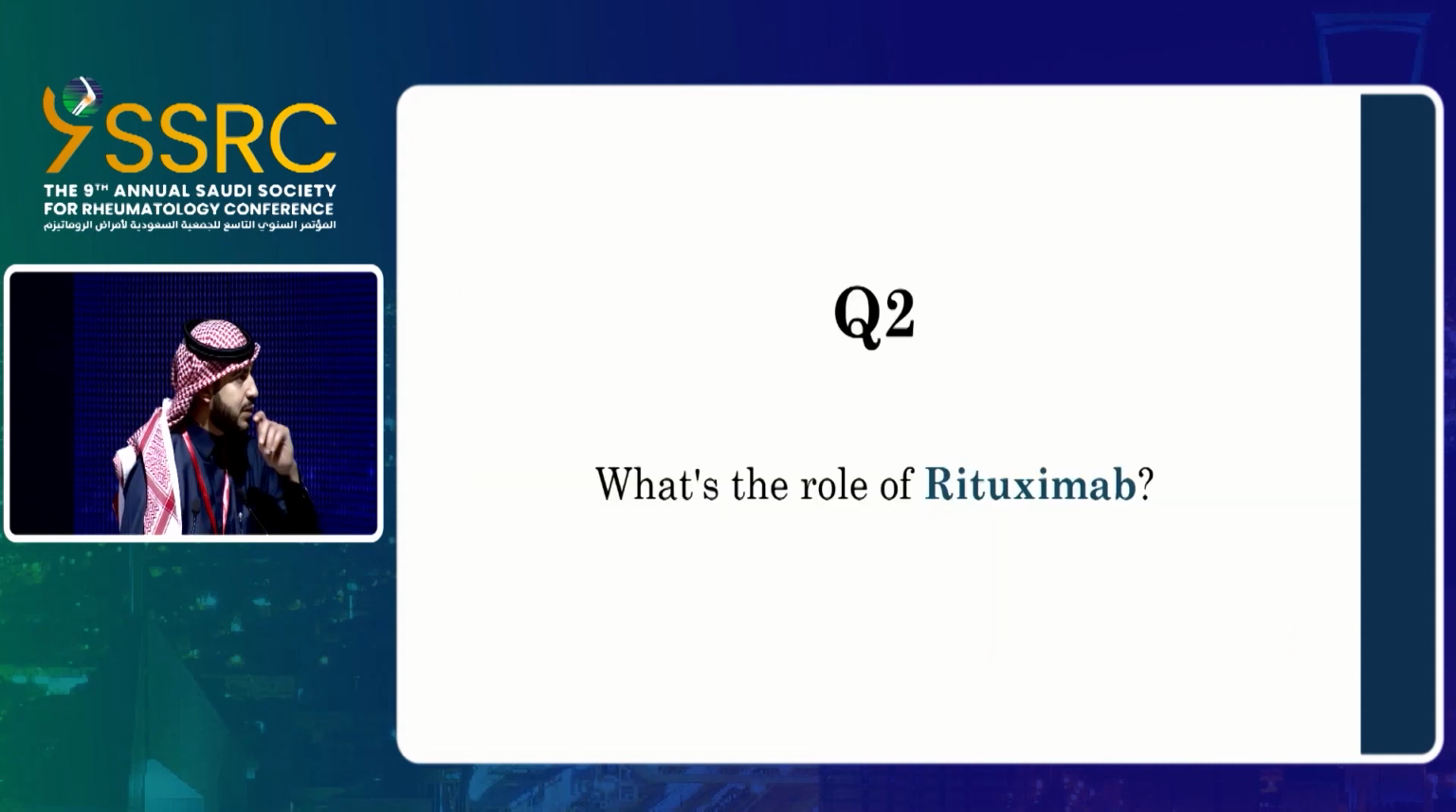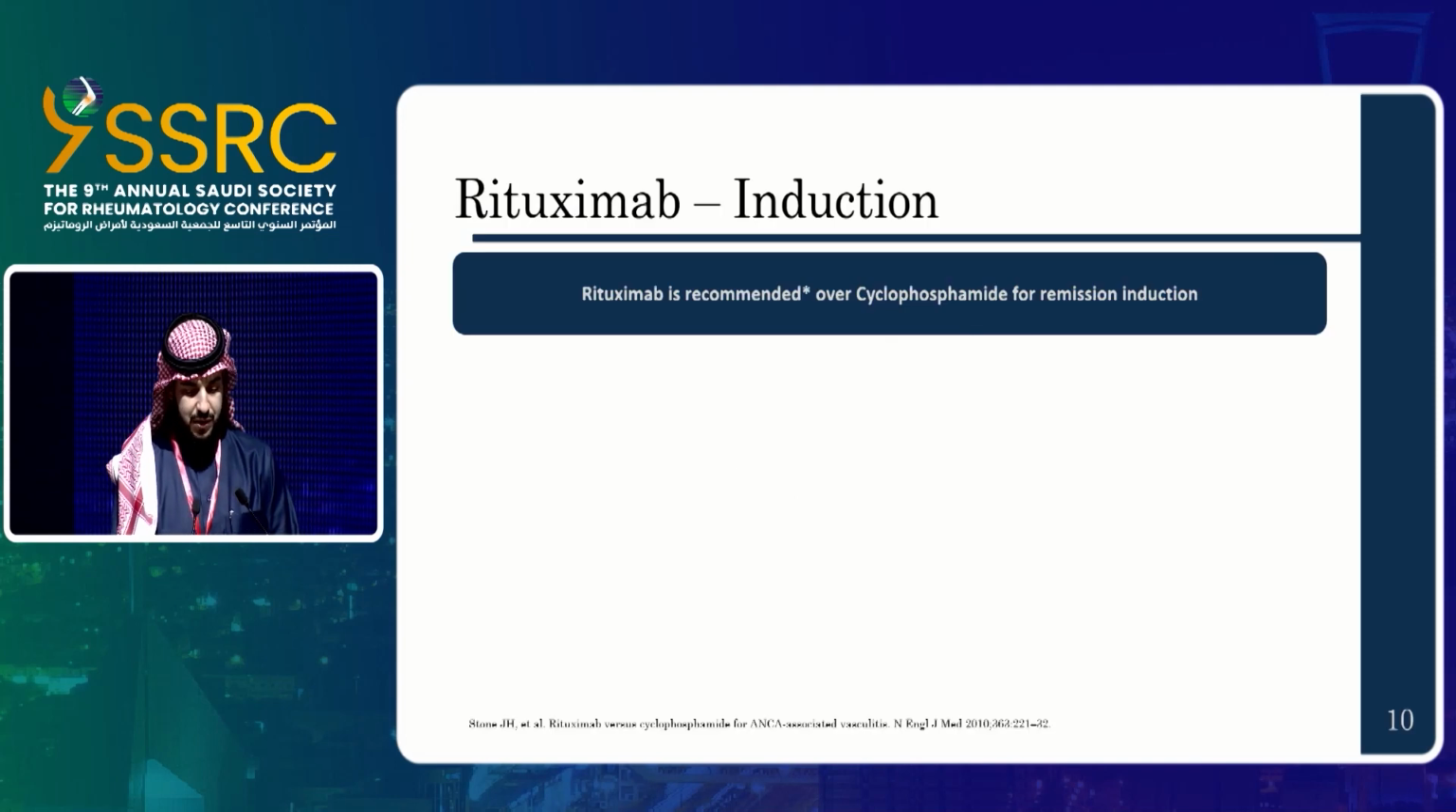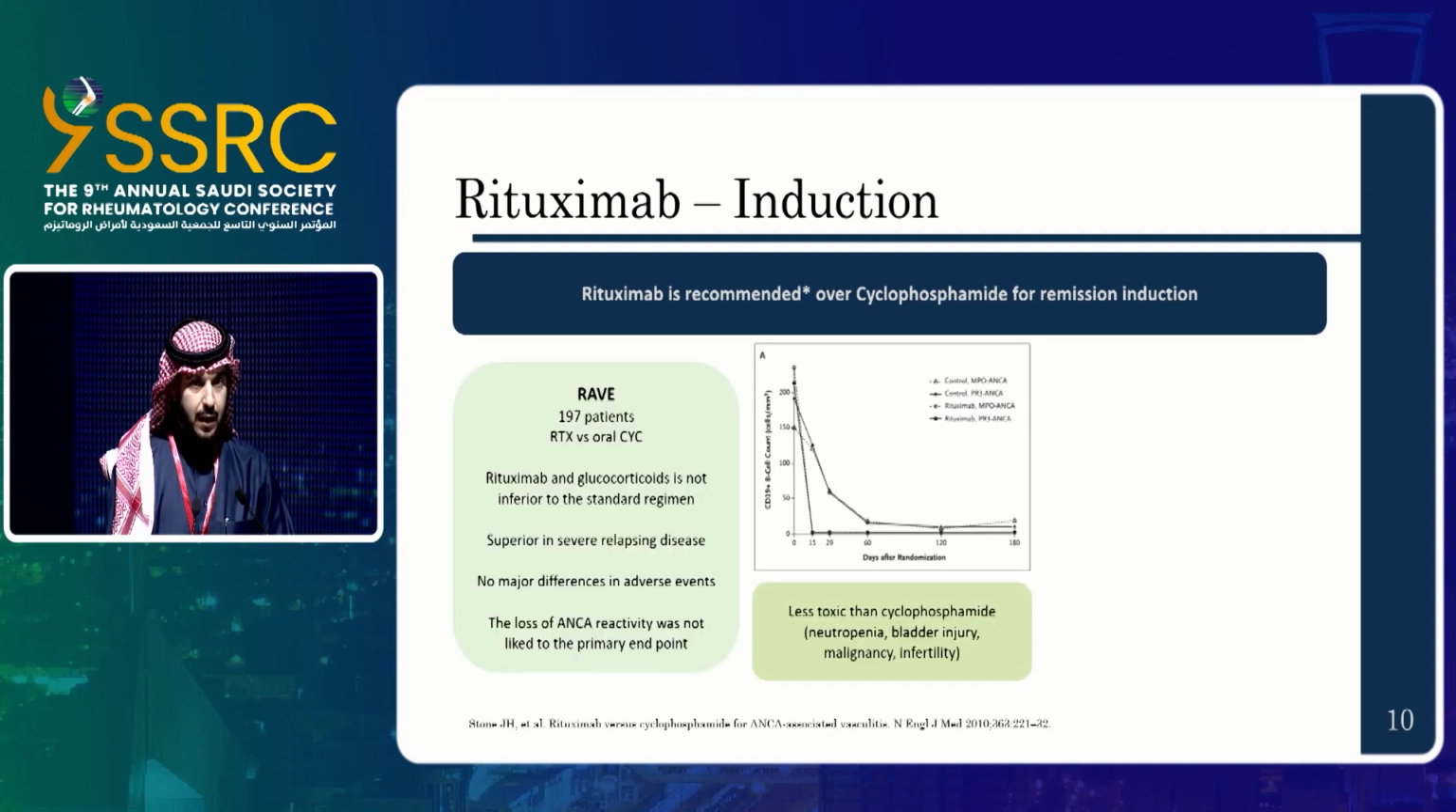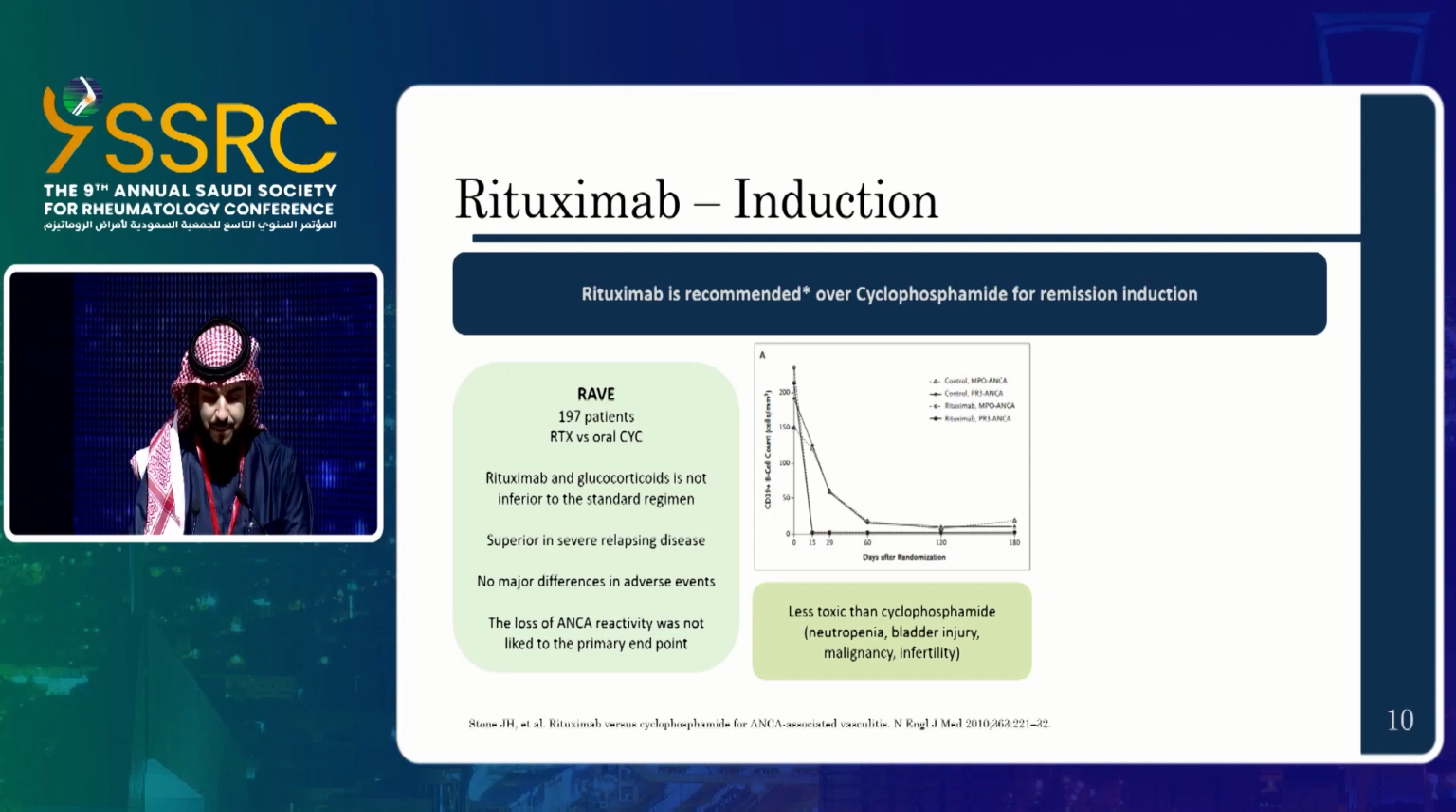Moving to the second question, what is the role of rituximab? Rituximab is still believed and recommended over cyclophosphamide in remission induction. And this belief started in 2010 with the RAVE rituximab trial, when it was compared to the standard of care back then, which is cyclophosphamide, and it was non-inferior to cyclophosphamide, of course, with less toxicity in terms of neutropenia, bladder injury, and malignancy.